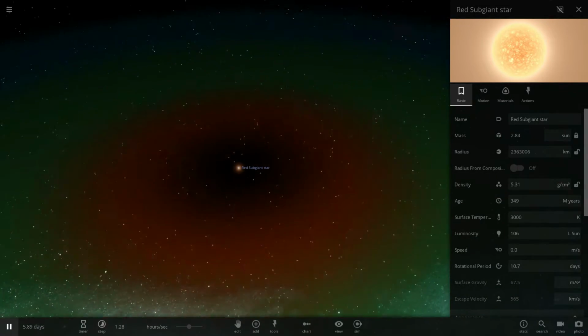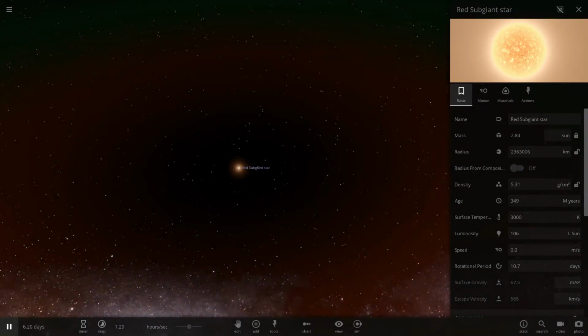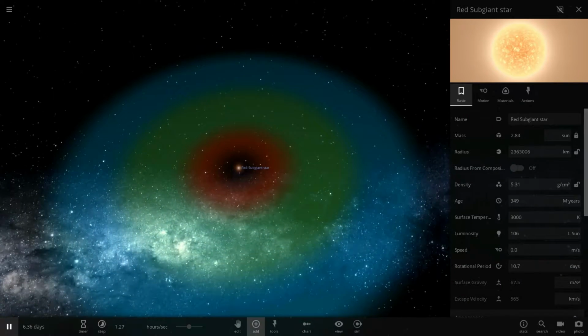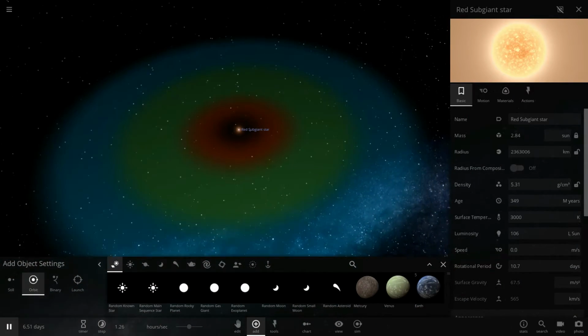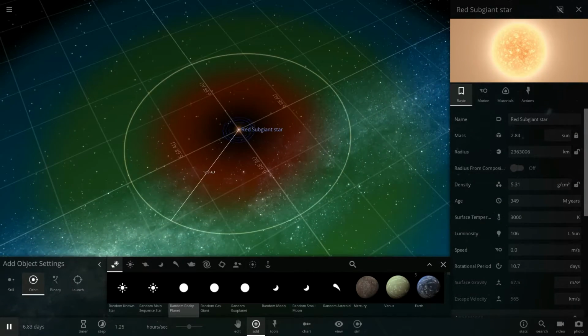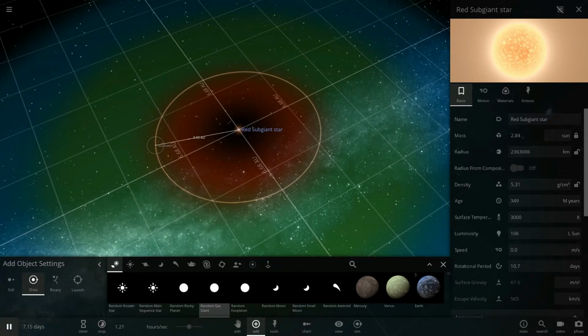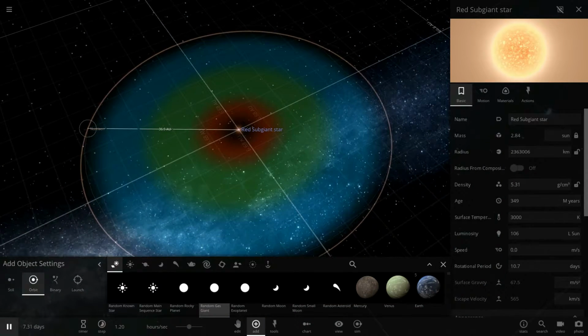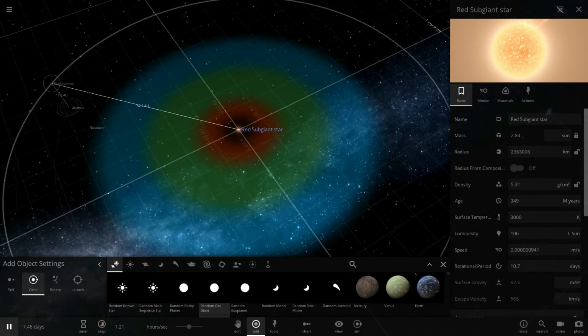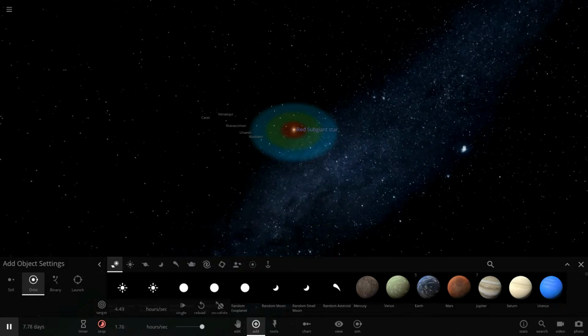Even though they are red, they are incredibly luminous. They are highly, like, it's like a really annoyed dog. I know that's weird, but hey. Most likely, a red subgiant will just have gas giants. So something like this, and this, and this, and this, and this. But they are incredibly luminous objects.